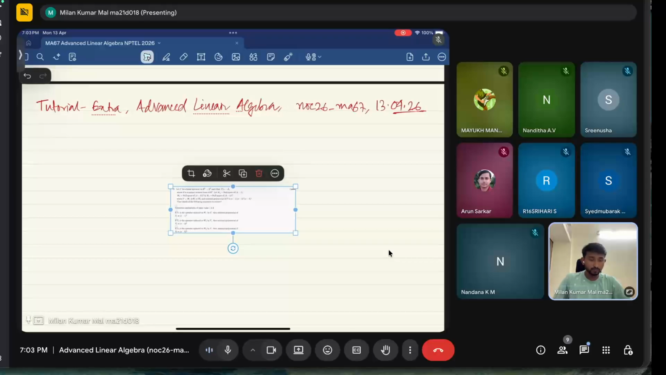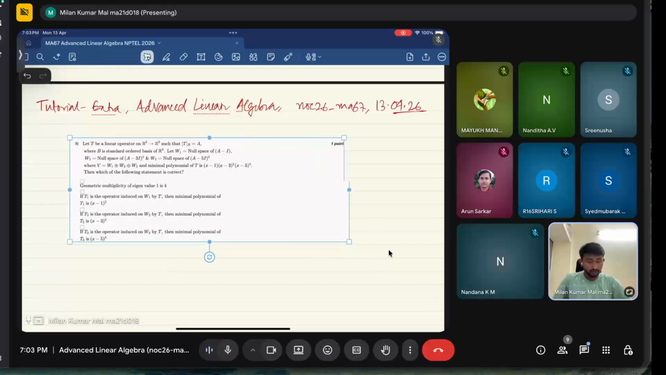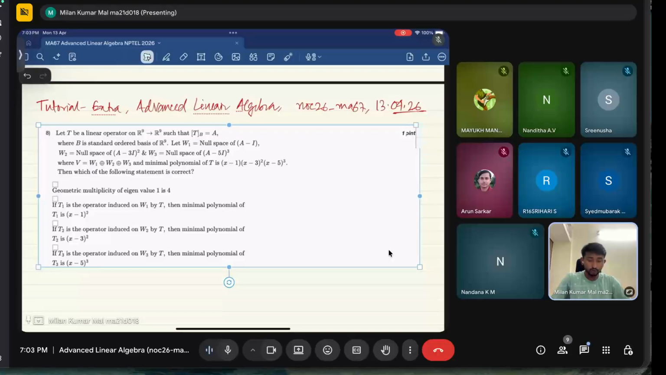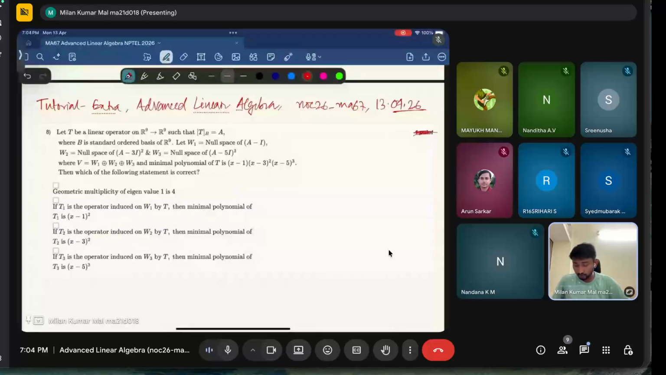Meanwhile, I'll start with a problem, and I hope all the results which we have discussed that are relevant for this course. Whatever results I am using, I will try to mention that result. So let's start with this problem. I hope my screen is clearly visible right now. If there is any problem with visibility, please let me know.